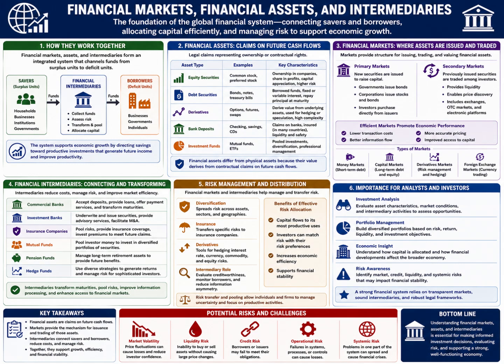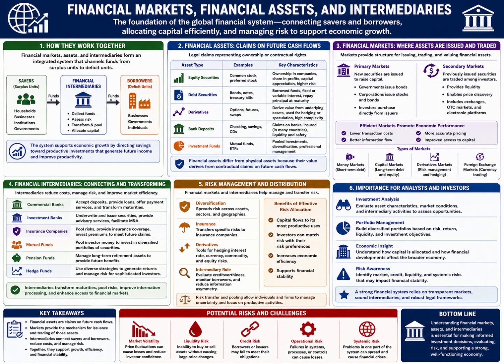Financial markets provide the structure through which financial assets are issued and traded. Primary markets facilitate the issuance of new securities, allowing governments and corporations to raise capital directly from investors. Secondary markets allow investors to trade previously issued securities, improving liquidity and price discovery.